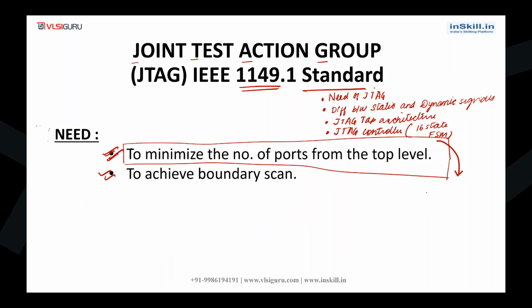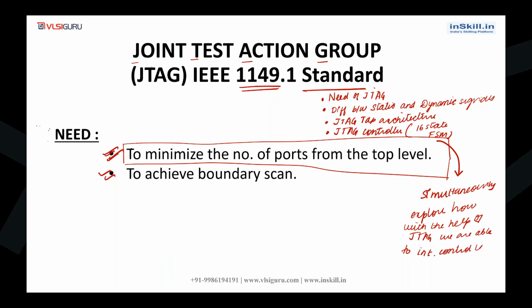We will simultaneously explore how, with the help of JTAG, we are able to internally control the static signals. Okay, so we will understand this.